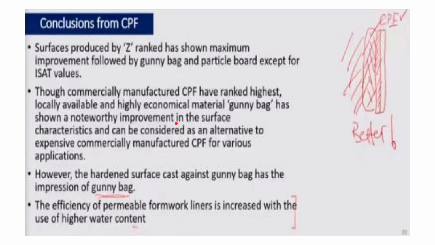So if we conclude based on the CPF liners, the conclusion we achieve is that the surfaces produced by Z ranked have shown maximum improvement, followed by gunny bag and particle board, except for ISAT values. Though commercially manufactured CPF has ranked highest in the jet category, the locally available and highly economical gunny bag has shown a noteworthy improvement in the surface characteristics and can be considered as an alternative to expensive commercially manufactured CPF for various applications.